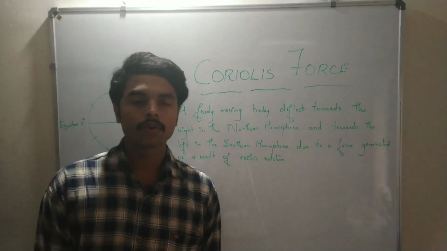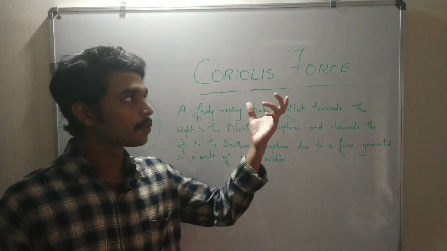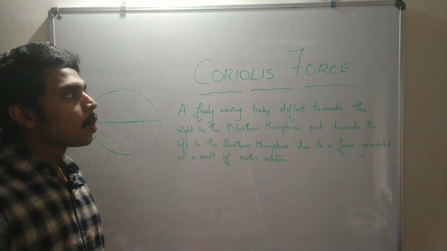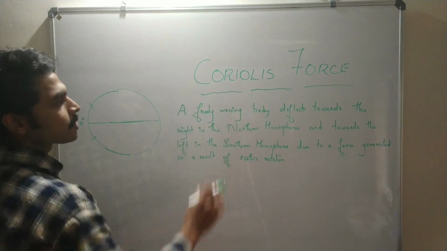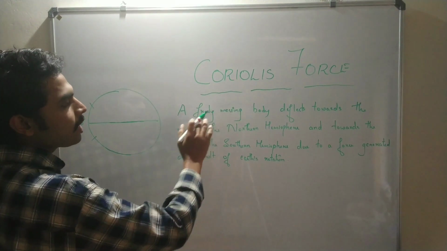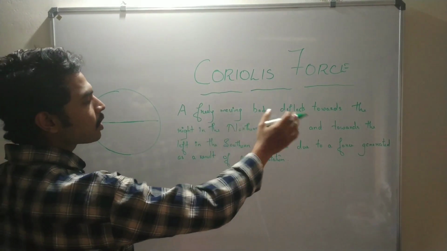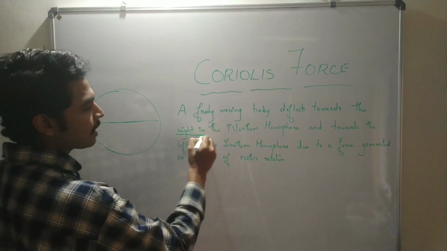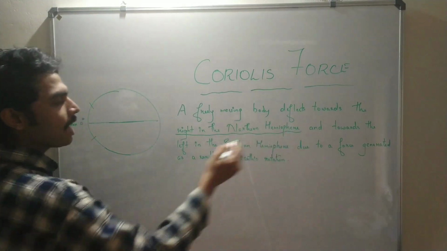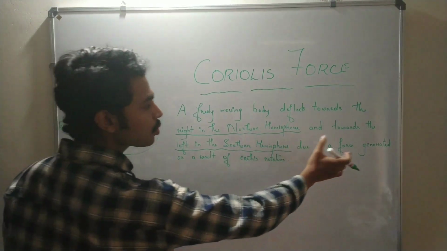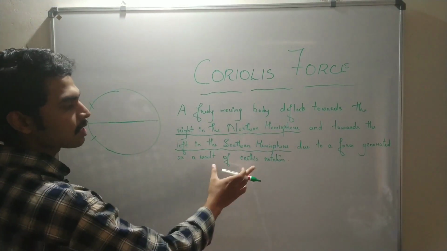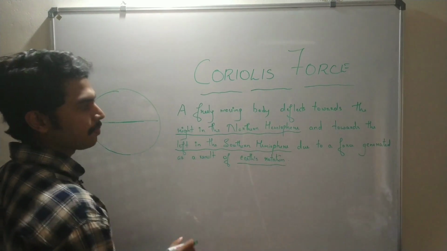So today we are going to look at the Coriolis Force effect. So first of all, what is Coriolis Force? Coriolis Force says that a freely moving body deflects towards the right in the northern hemisphere and towards the left in the southern hemisphere due to a force generated as a result of Earth's rotation.